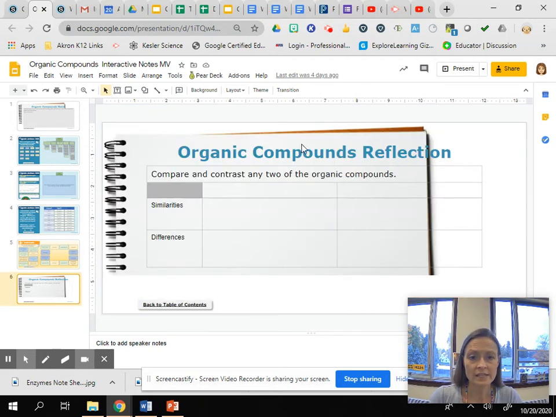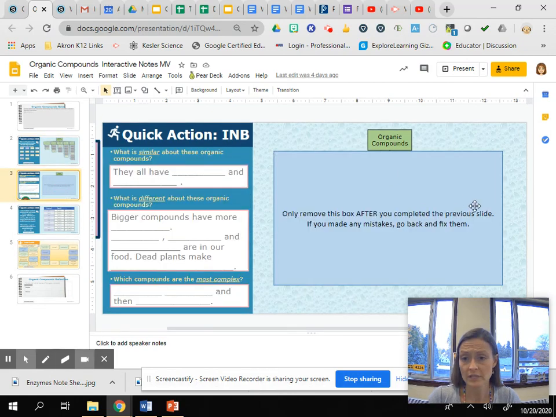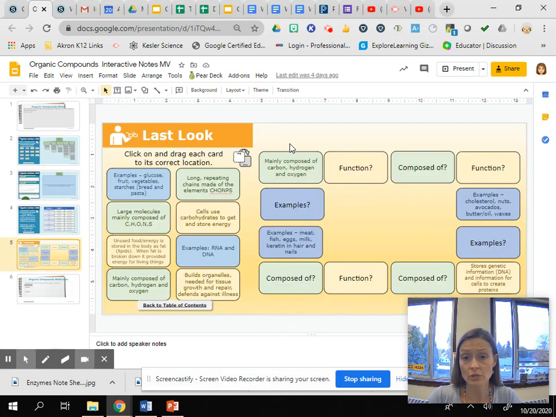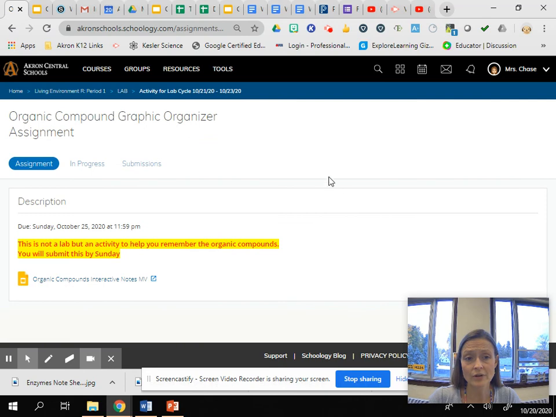And then the last slide, you're going to compare and contrast any 2 of the organic compounds. So you can go back and look at this diagram and compare two of these to each other. You could look at the diagram that's on this page. You can use this information, but you're going to pick two. You're going to write the name of one here and one here. You're going to write down what similarities they have together and what differences they have. And that'll be the end of this activity that you'll complete during lab.